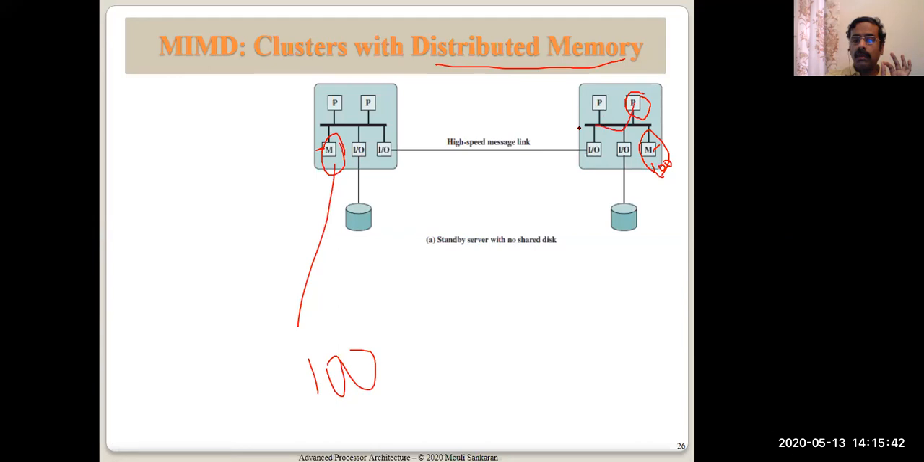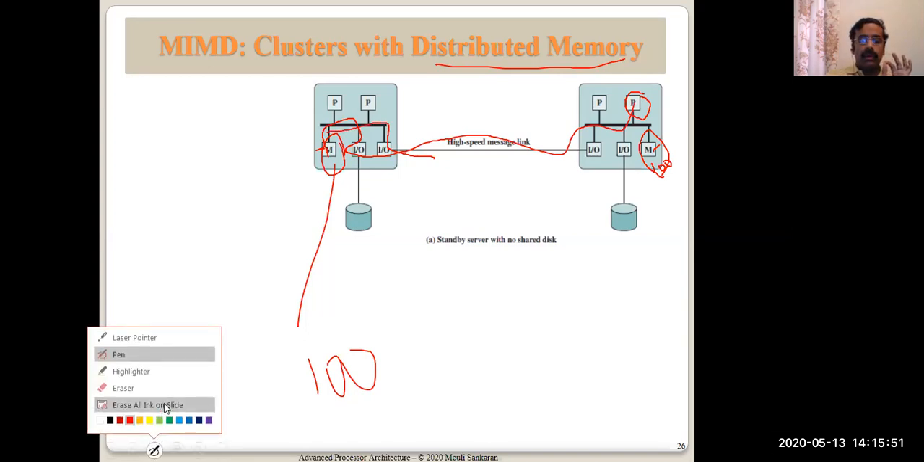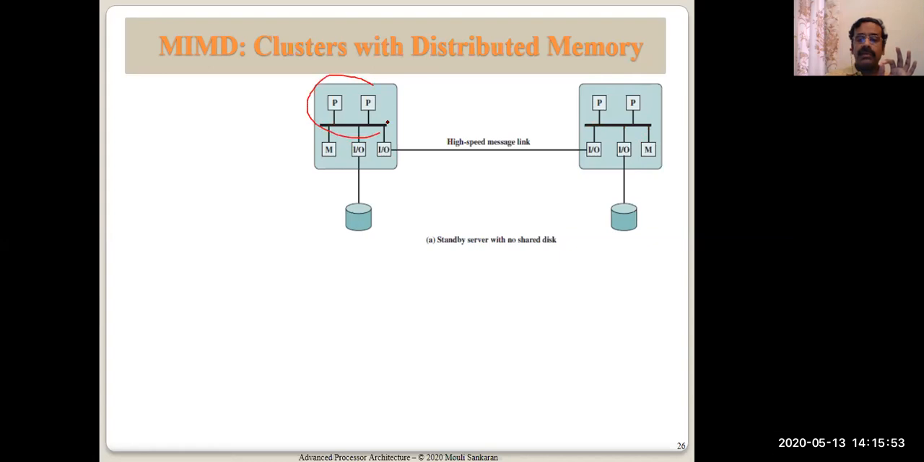So it has to come through this link and then come through the link to access it. It has to come through this. Okay, that is the path taken. So it is a cluster of processors operating on different distributed memories.